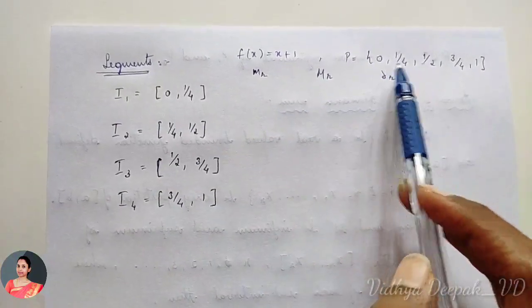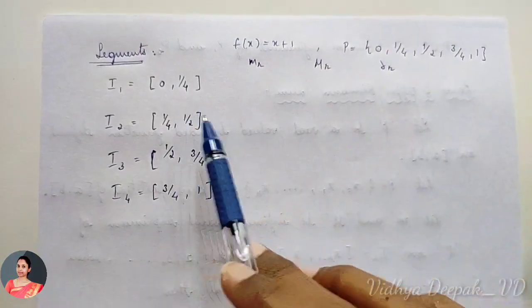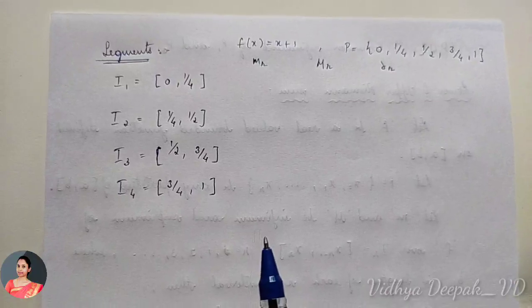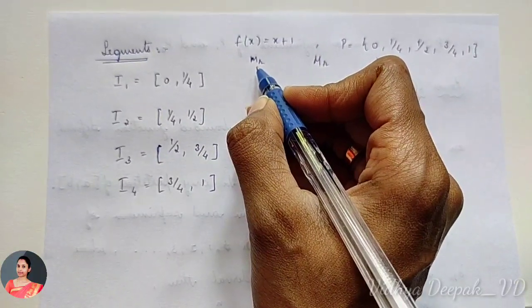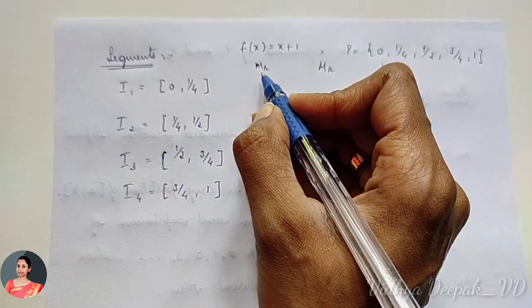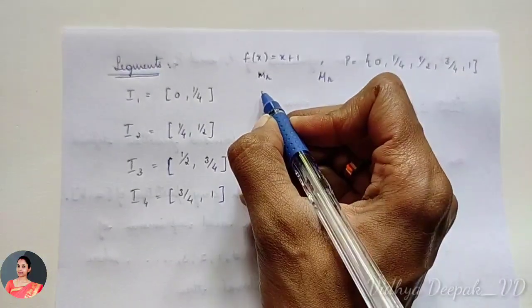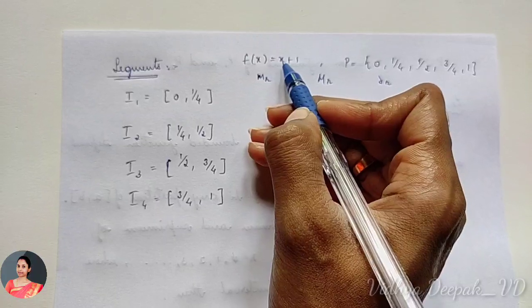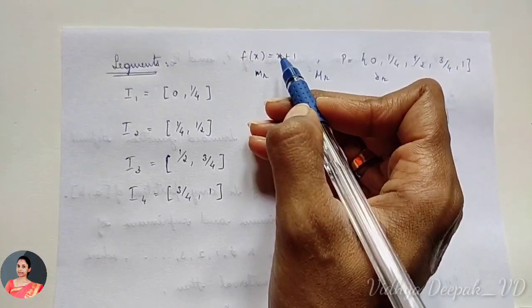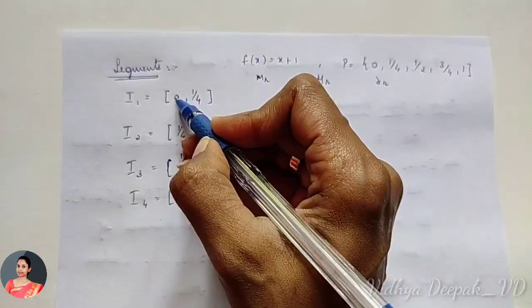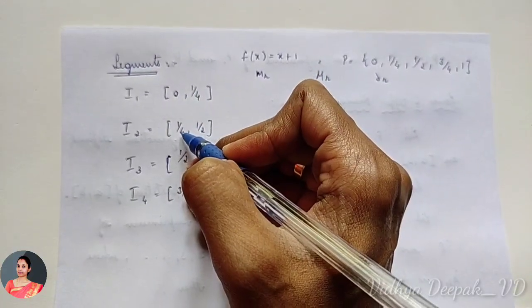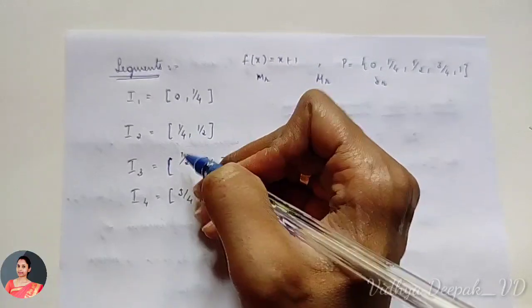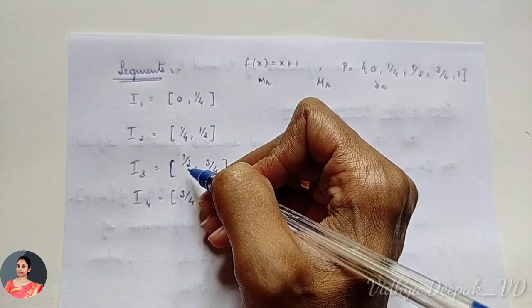See, 0, 1 by 4, then 1 by 4, 1 by 2, likewise next, right? So how do we find the MR, that is the infimum? The function given is f of x is equal to x plus 1. Here the x value for infimum will be 0 according to this interval. And the infimum for I2 will have 1 by 4 as the x value. Here the x value for infimum will be 1 by 2.